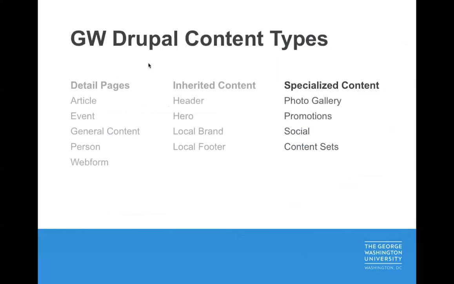And then our last content type is our specialized content. So again, this includes those elements where they don't create standalone pages, and they also do not display across your site globally. Instead, they're elements that you add to your pages, either your detail pages or your home page, to provide additional context, additional functionality, that type of thing. So your photo gallery, your promotions, your social icons, and your content set.